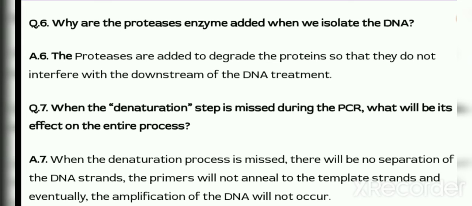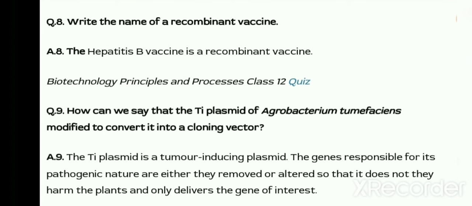Seventh question: when the denaturation step is missing during the PCR, what will be its effect on the entire process? When the denaturation process is missed, there will be no separation of the DNA strands. The primers will not anneal to the template strands, and eventually the amplification of the DNA will not occur. Eighth question: write the name of a recombinant vaccine. The hepatitis B vaccine is a recombinant vaccine.